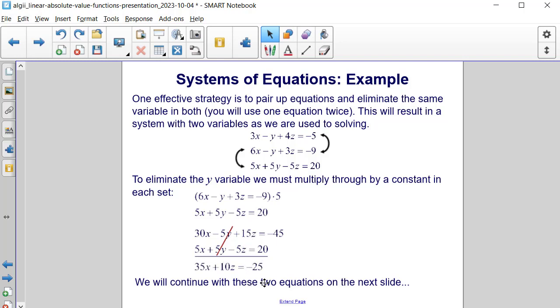And again, if we use our first two paired together and multiply the first one by negative 1, keeping the second one the same, we will end up having negative 3x plus y minus 4z is equal to positive 5. And we'll keep the second one the same here. 6x minus y plus 3z is equal to negative 9. Add straight down, the y's cancel out. We'll be left with 3x minus z is equal to negative 4.